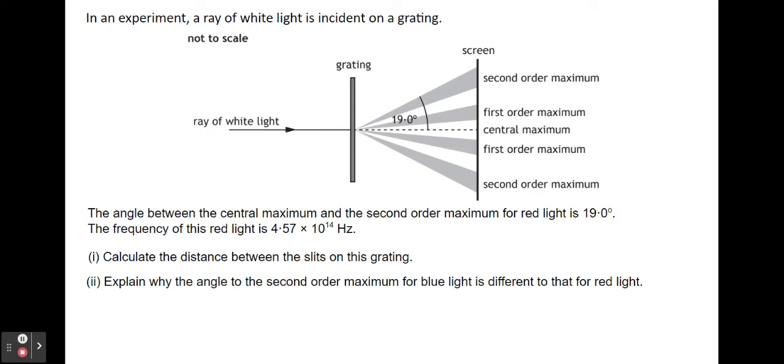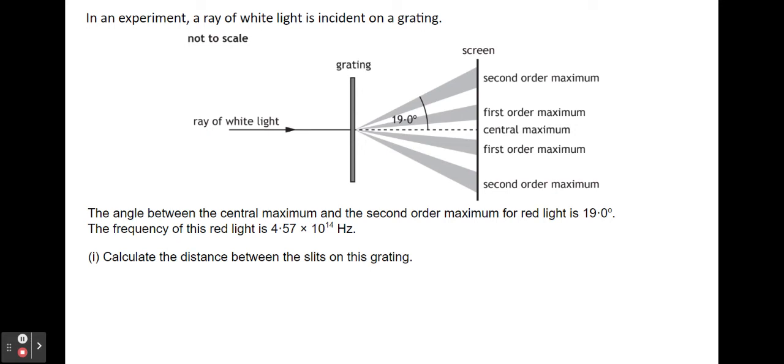Calculate the distance between the slits on the grating. So, first thing we need to do, well, our formula for working out diffraction gratings is d sine theta equals m lambda. Here, we want to know the distance between the slits on the grating, which is d. Now, in order to work that out, we need to know sine theta, which is the angle, which we're given, m, which is the order number, which we're also given, and wavelength, which we're not given. We need to work out the wavelength first of all.